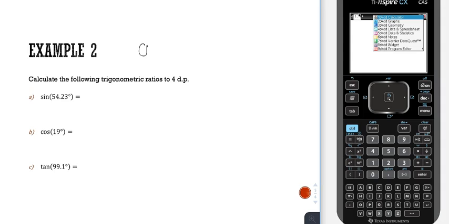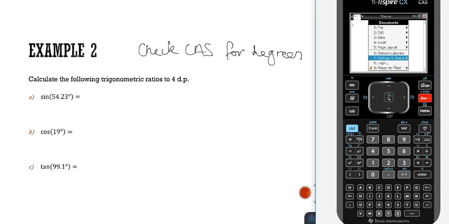Example 2 asks us to calculate the following trigonometric ratios to 4 decimal places. This is a CAS question. You are going to have to check your CAS to make sure that it is in degrees. Note that you can do this a few different ways. Up in this top corner, it should say RAD, DEG, or GRA. You want to be in degrees more often than not. As soon as you have a degree symbol, you wish to be in degrees.